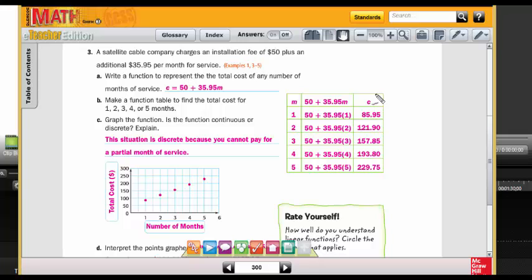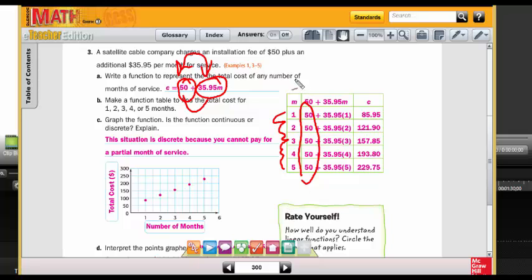So one thing I'd like to point out is notice that they said that it was 50 plus 35.95m rather than reversing those two. I reversed them for the simple fact that I want you to get used to y equals mx plus b format, but this is the very same thing. If we put our inputs of 1, 2, 3, 4, 5 in, we multiply the 35.95 by 1 in this case, 2 in this case, etc. We always add 50, and we end up with these values here, and now we're going to graph these.